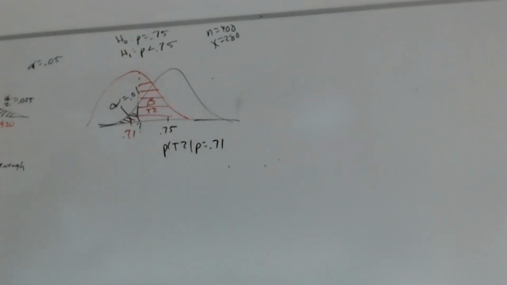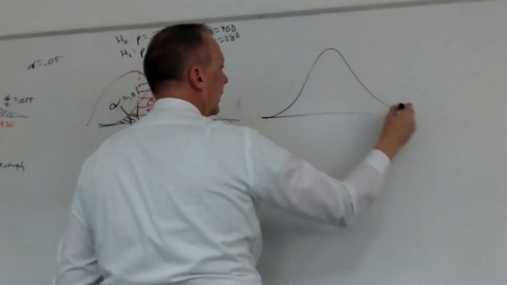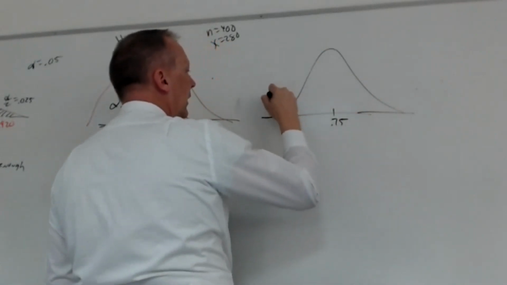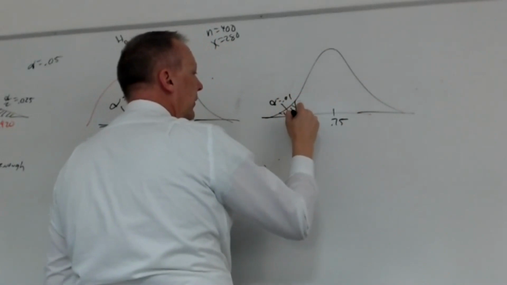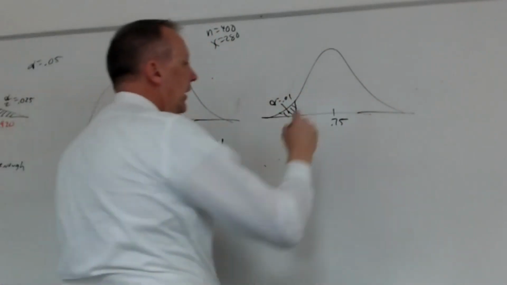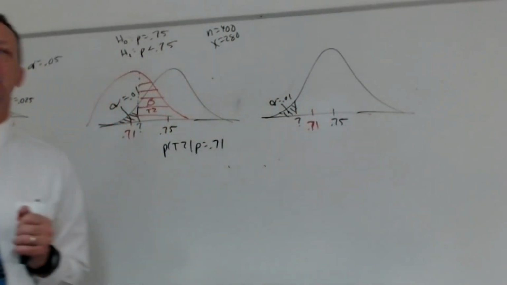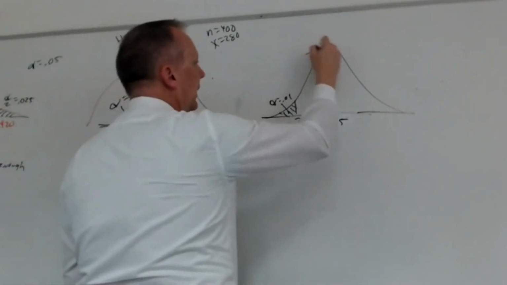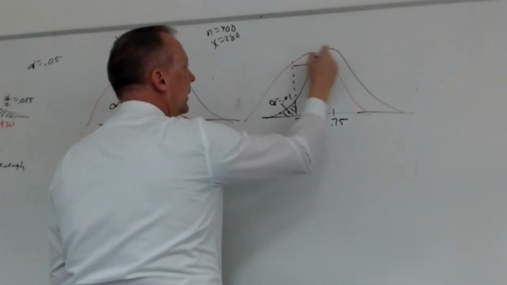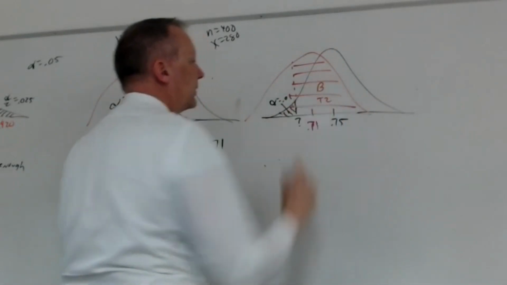Now, the other way I could draw this, maybe I'll just draw a new picture so it's more clear. Okay, 0.75, this alpha equals 0.01. I don't know what that value is yet because I haven't calculated it. But if 0.71 is here, I'm still going to draw my normal curve in this case. I'm still drawing this area here. This is your beta, this is your probability of your type 2 error.